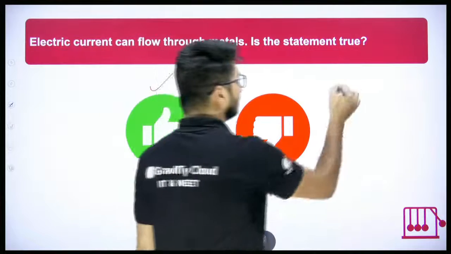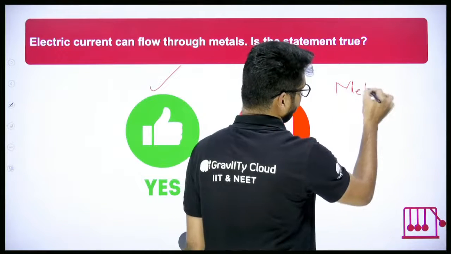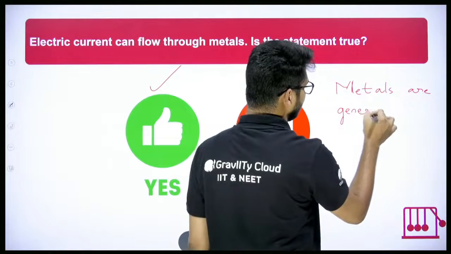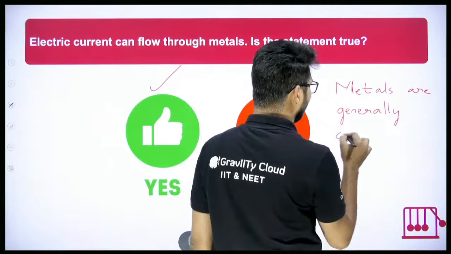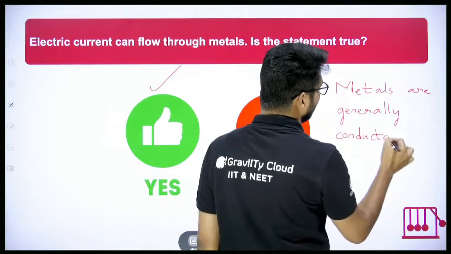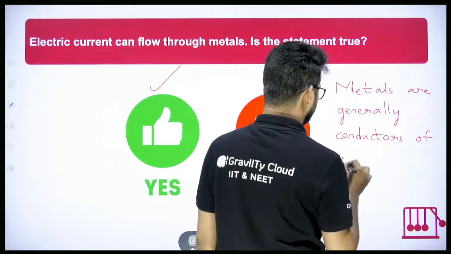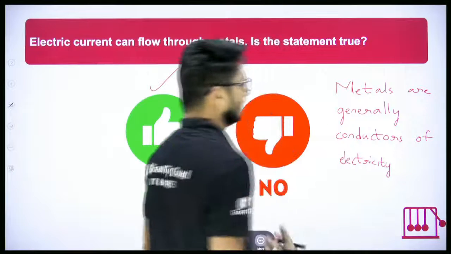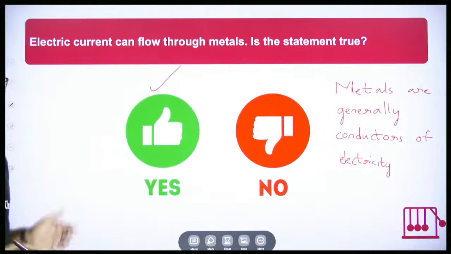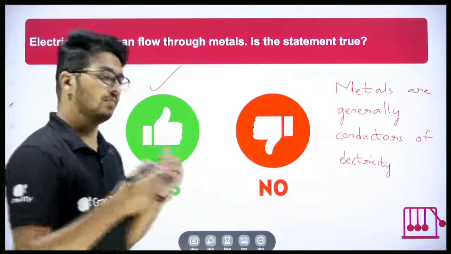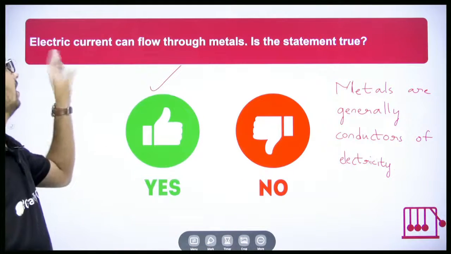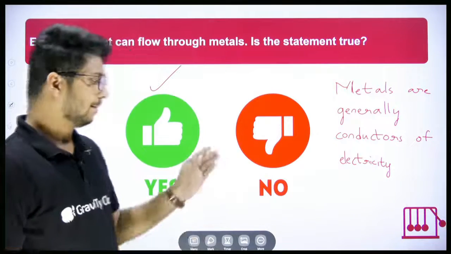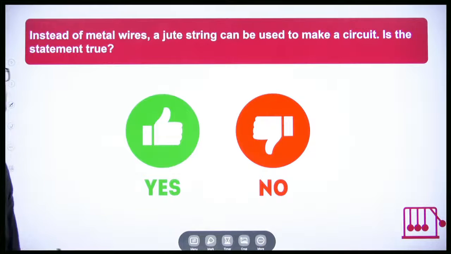Why is that? Because metals are generally good conductors, or you can say just conductors of electricity. They allow current to pass. Current or electricity is the same. So when we say they are good conductors of electricity, metals allow current to flow through them, to pass through them. So, electric current can flow through metals? Yes. Clear? Simple? Good. Next.